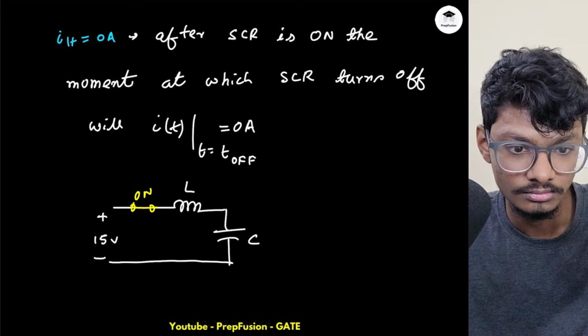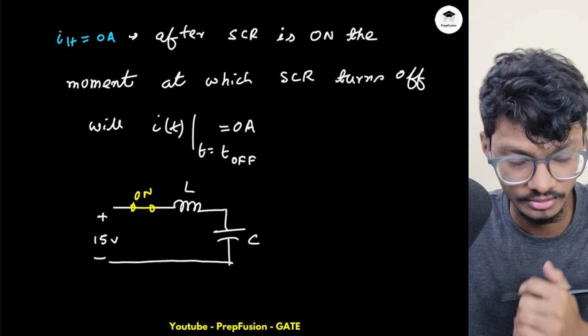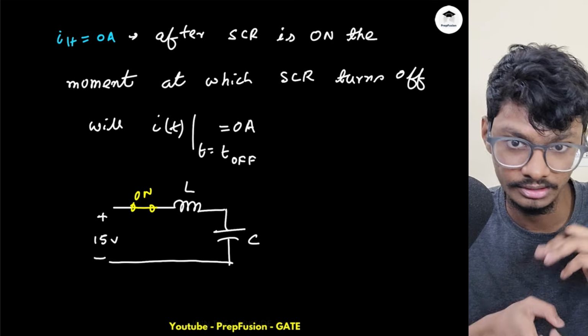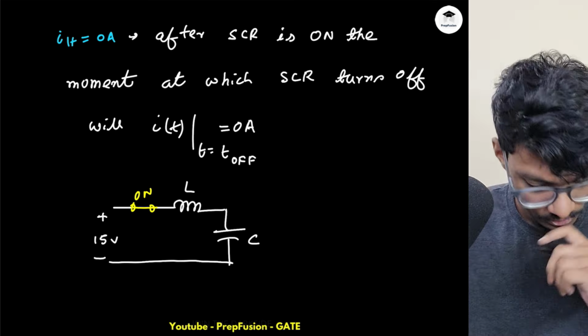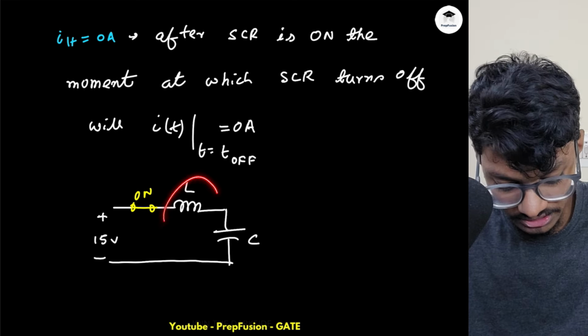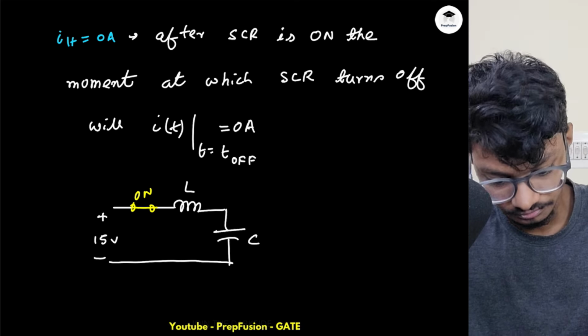And what do I know? If you want to solve this intuitively, you can obviously do that. If you don't want to solve it intuitively, you can solve with Laplace. So I will explain the intuitive method first, then the Laplace method to cross-verify. So here, the initial voltage across the inductor is 15, and the initial voltage across the capacitor is 0.